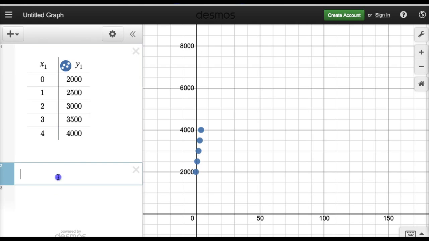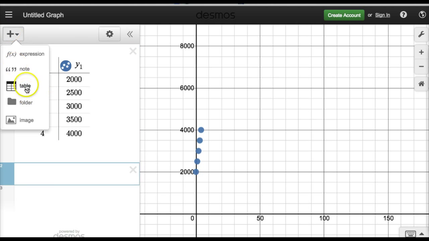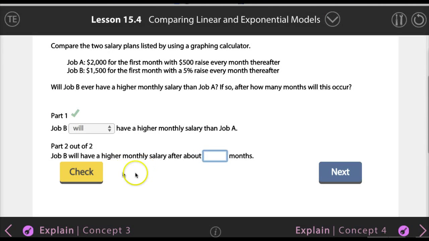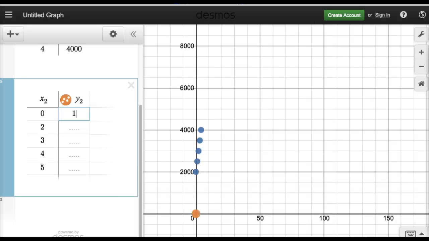And so that is just the first job. For the next one, I'm going to add another table because this time we're going to talk about the second job. When you are at 0 months, they paid you, for job B, 1,500, right? So I'm going to put 1,500. But then after a month, they promised you something else, right? So that was 1575.